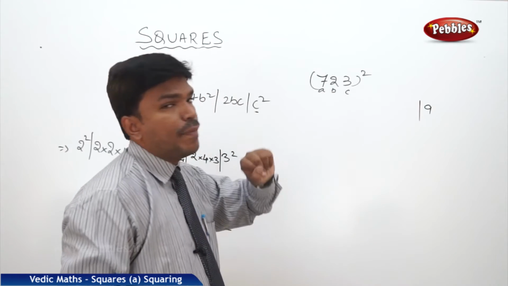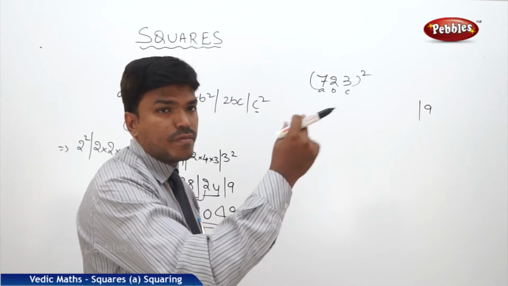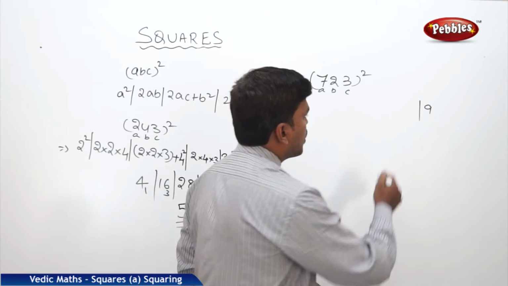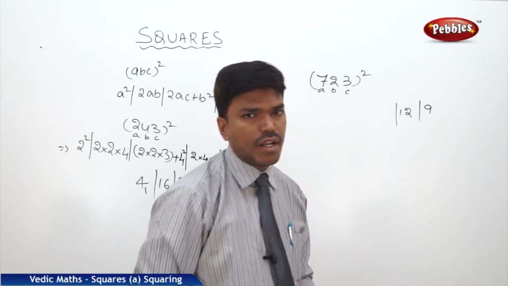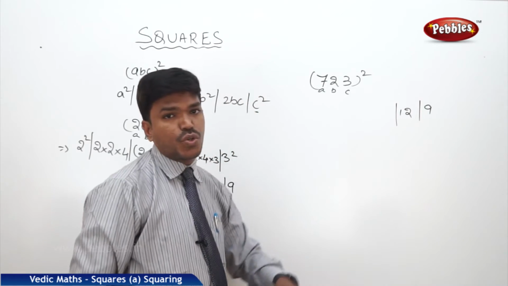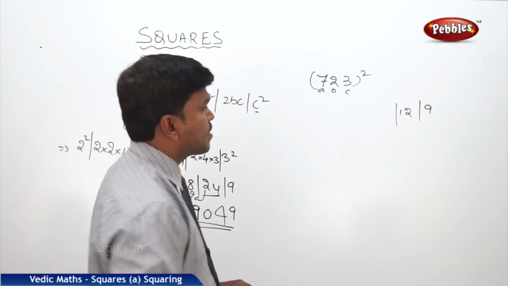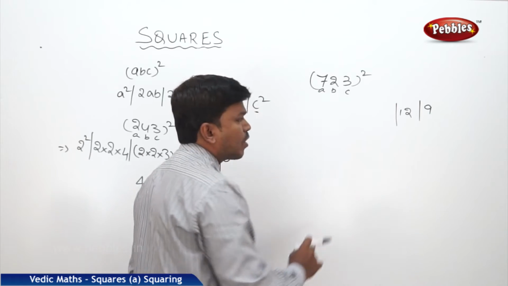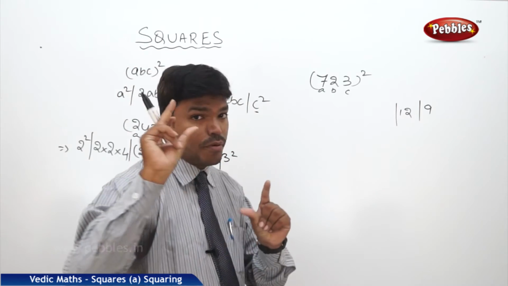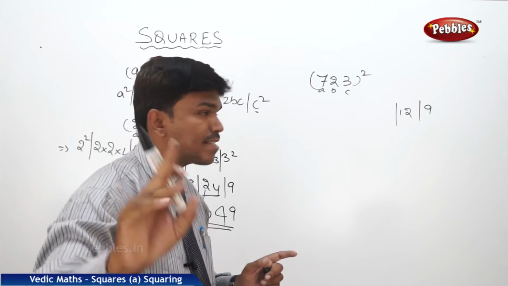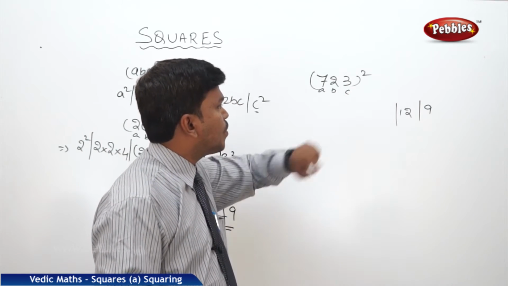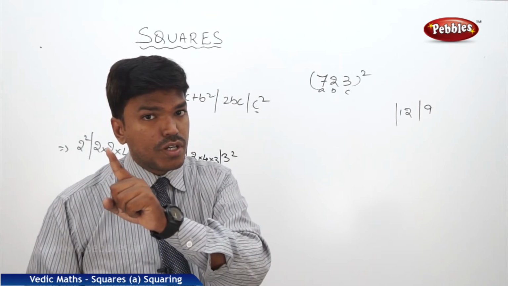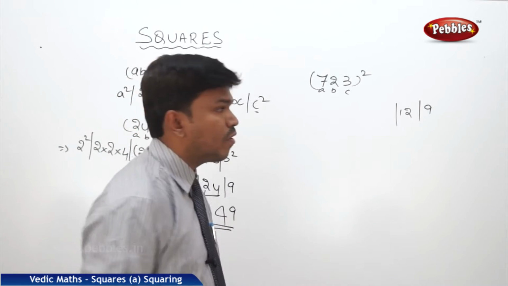Now 2a, how much? 2bc. What is the next step? 2bc. 2bc means 2 into 2, 4. 4 into 3, 12. 2bc is 12. Next, 2ac plus b square. First you need to calculate 2ac. So 2 into 7 into 3. 2 7s are 14. 14 3s are 42. 2ac means 42. You need to remember 42 for some time. 42, keep in the mind, plus b square. So what is b square? 4. So keep what is there in the mind? 42. 42 plus 4, 46.